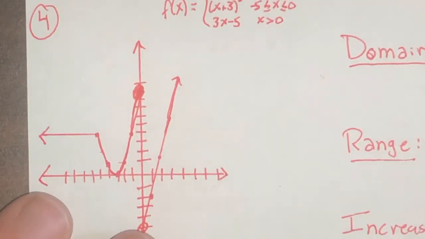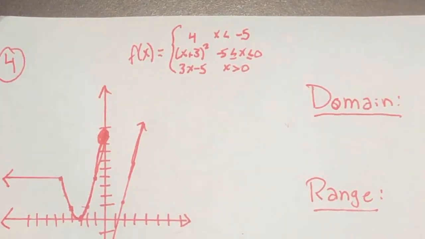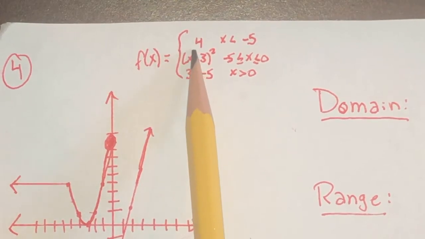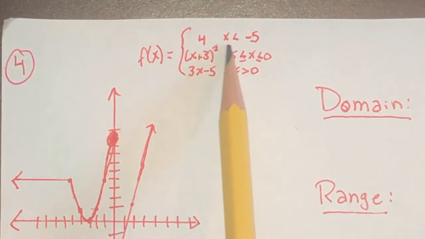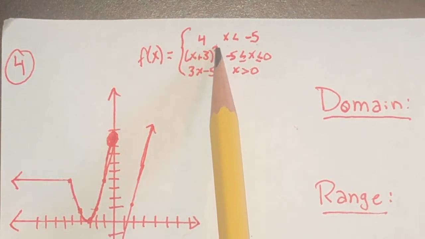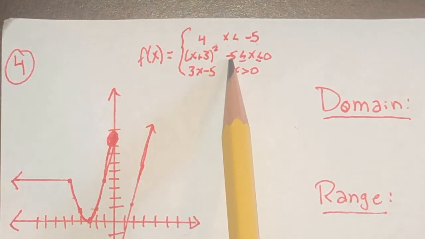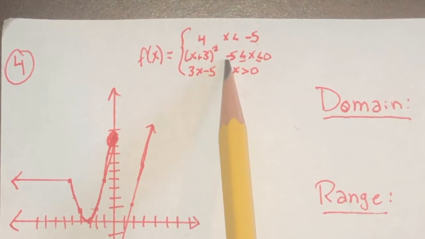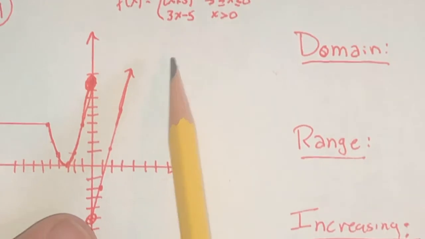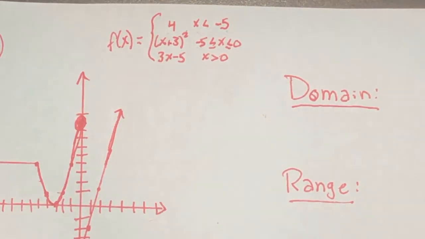All right. Now I'm going to move on to a piecewise defined function. This is a piecewise function. So it's such that f of x is equal to 4 when x is less than negative 5. It's equal to (x plus 3) squared when x is between negative 5 and 0, inclusive of both sides, okay? And it's 3x minus 5 when x is more than 0.